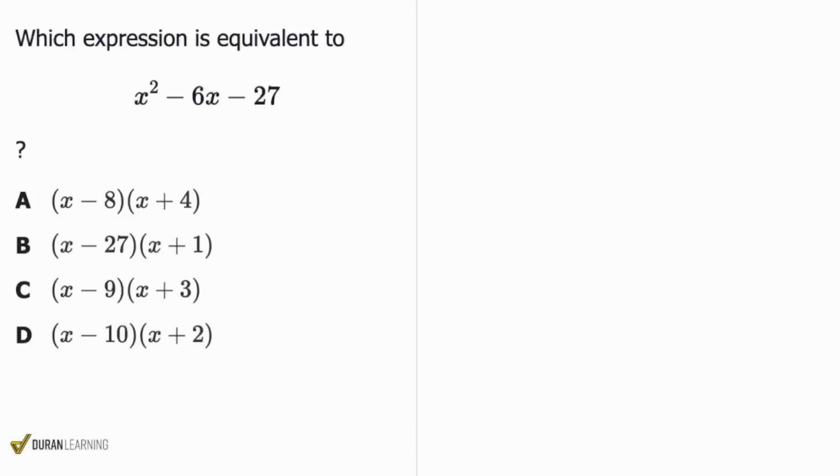Watch this, everybody. Negative 10 times positive 2. If I multiply those together, I get negative 20. Is negative 20 the same as negative 27? Absolutely not. And so that wouldn't work immediately. D is gone. Another one that really wouldn't work at all is A, for the same reason. Negative 8 times positive 4 is negative 32. Again, not the number we're looking for. We're looking for negative 27.